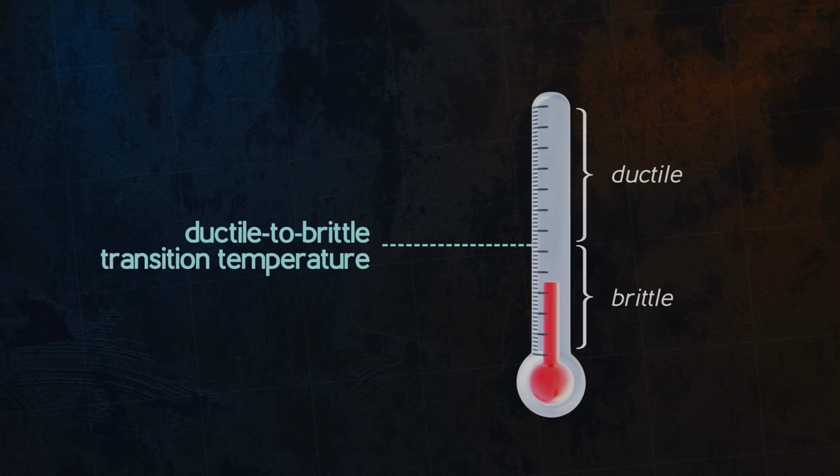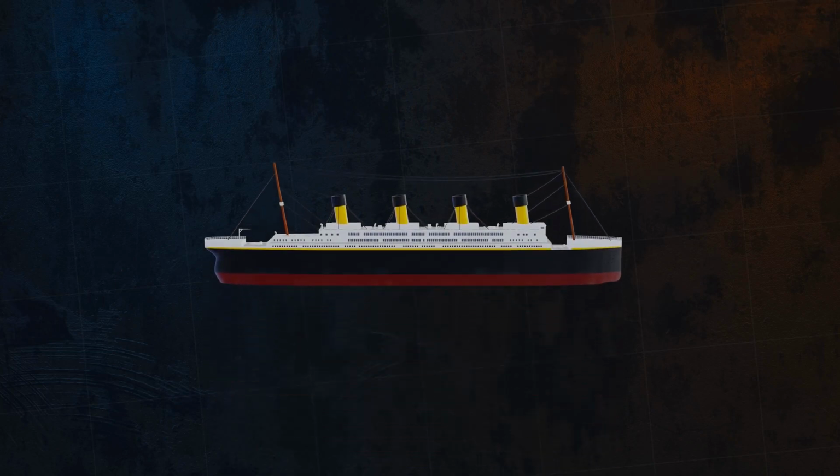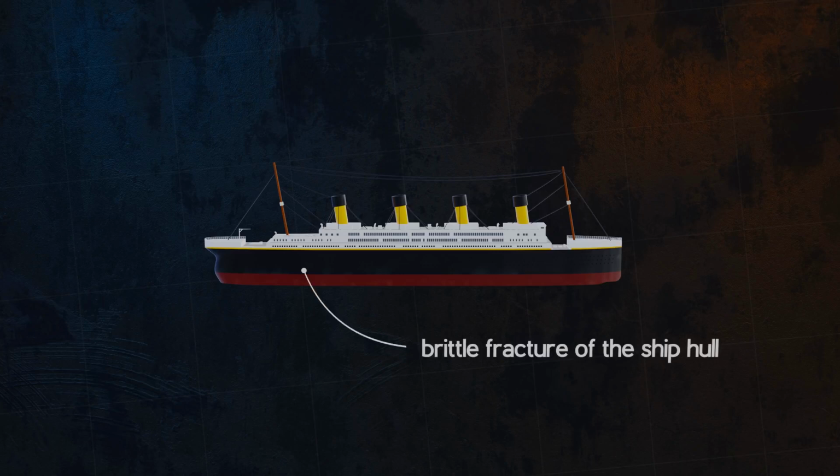One very famous example of brittle failure is the Titanic. The icy waters of the North Atlantic are thought to have caused the steel of the ship's hull to drop below its ductile to brittle transition temperature, resulting in catastrophic brittle fracture.